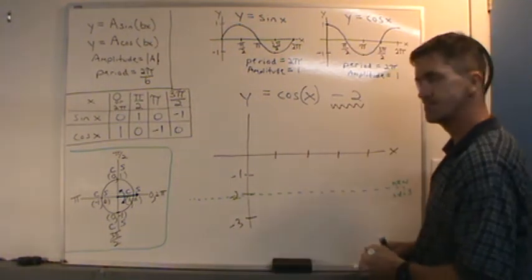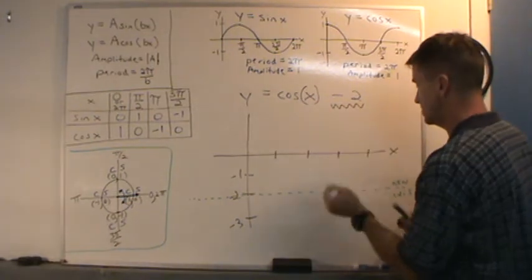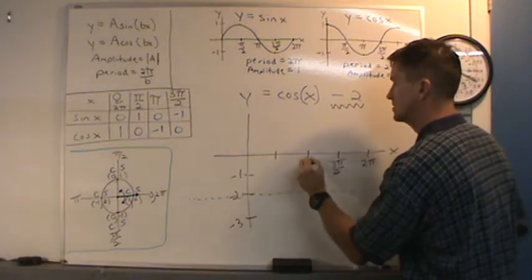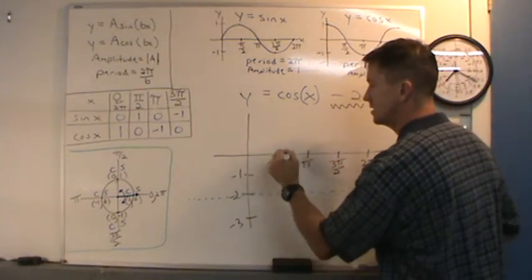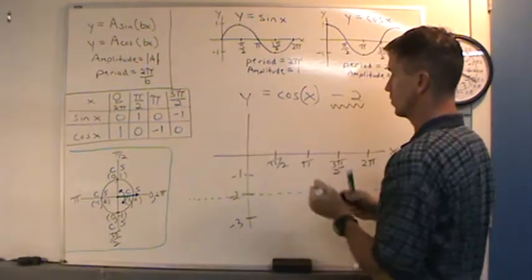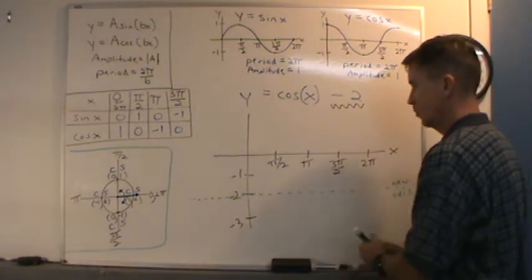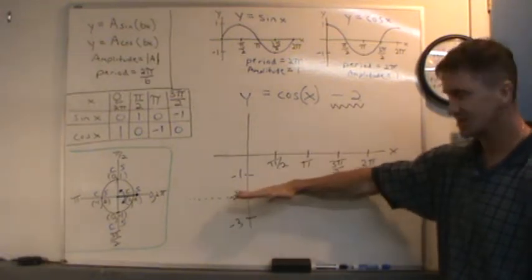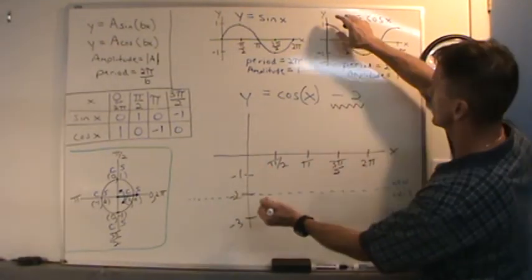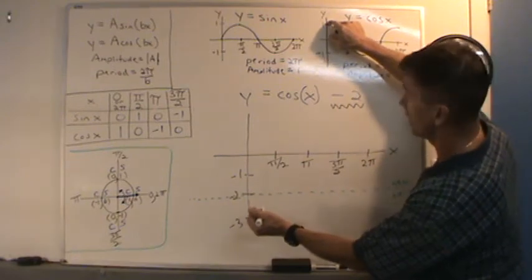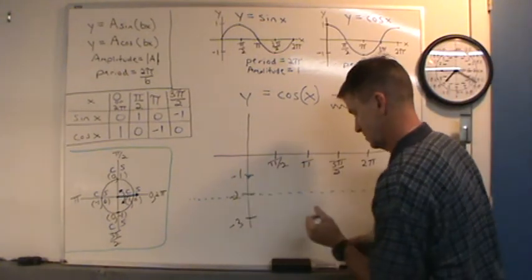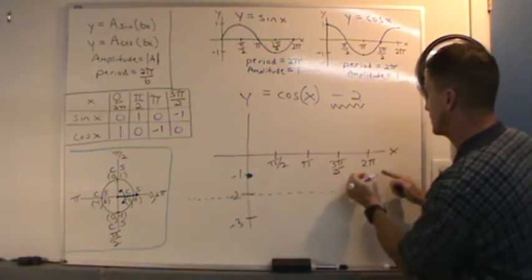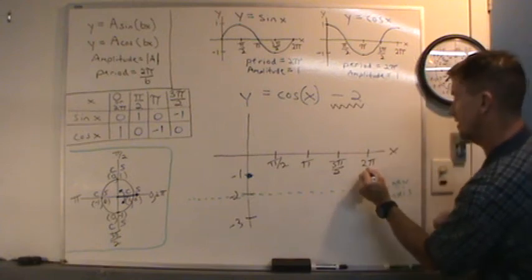The period is still 2 pi over 1, so this is still 2 pi. This is still 3 pi over 2. This is pi. This is pi over 2, just like before. The only thing is, we have to draw the cosine curve. It's going to oscillate on this new axis here. So do I start here? Well, hold up. Notice cosine started 1 notch above. So we're going to start up here. I'll put this in blue. We'll start up here. It's going to end right up there, so right here.